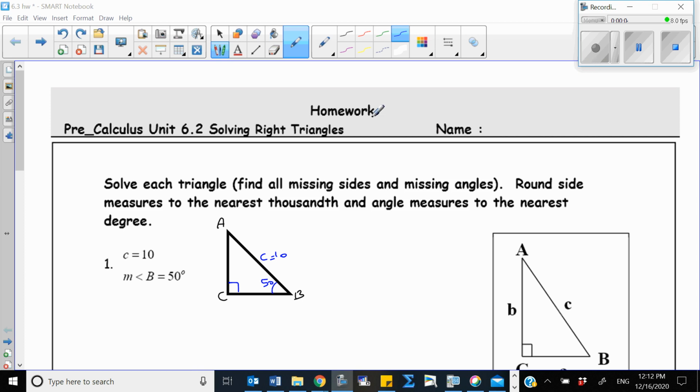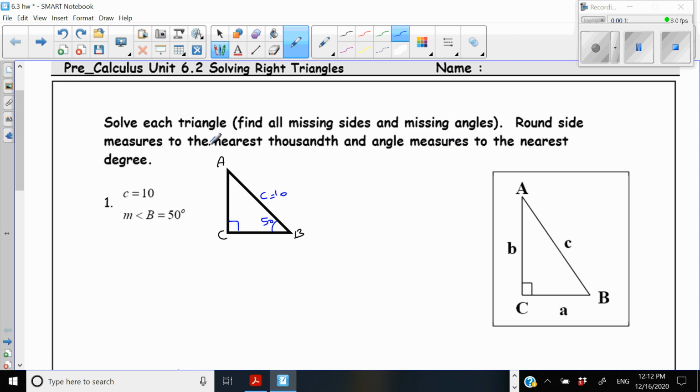Hello everyone. In this video I'm going to help you to solve some of the problems in 6.2. So for the first one, we have this triangle and we are trying to solve this triangle. Solving a triangle means that you need to find all the missing sides and angles. In this example, we are given angle B and side C.